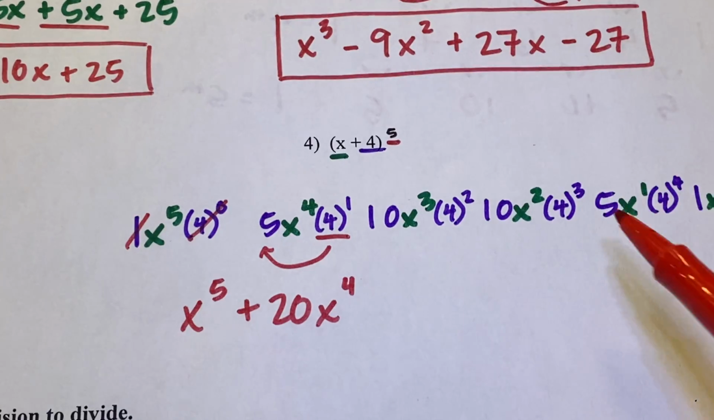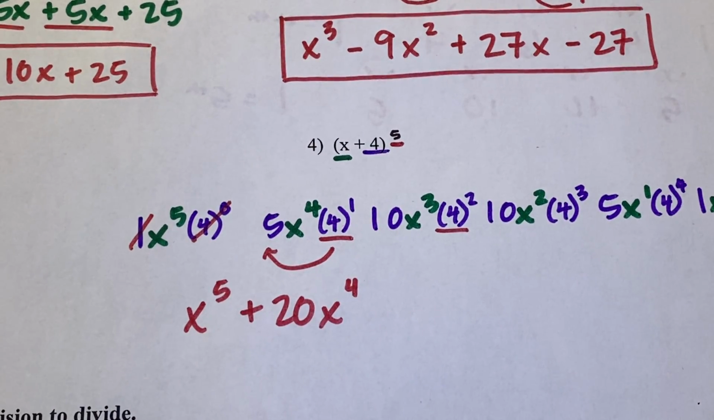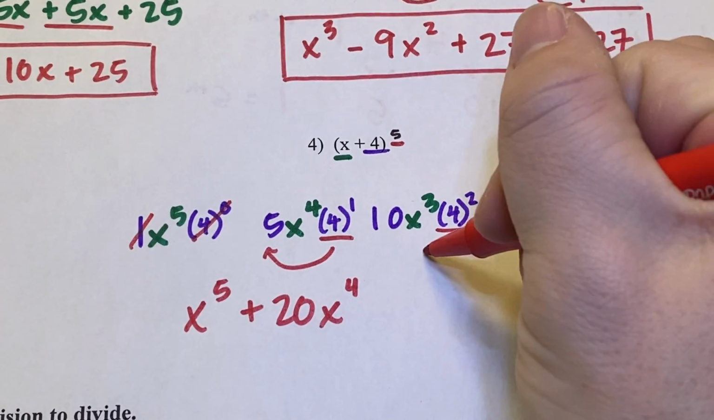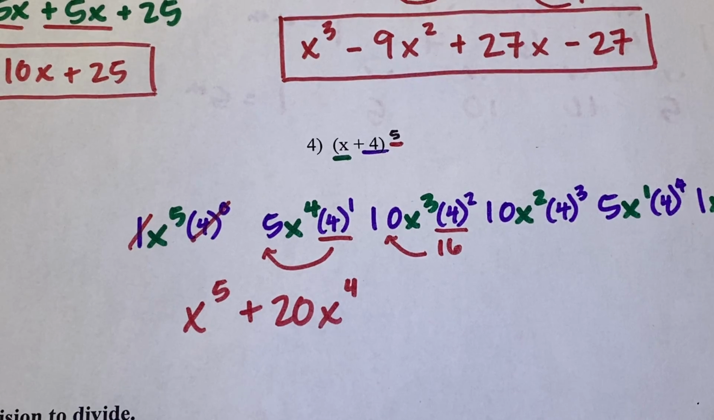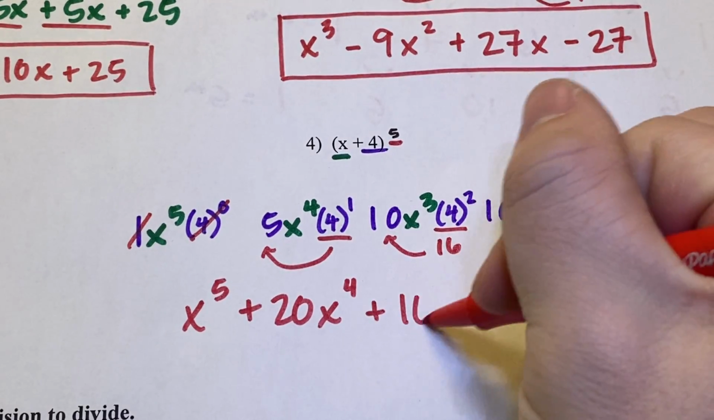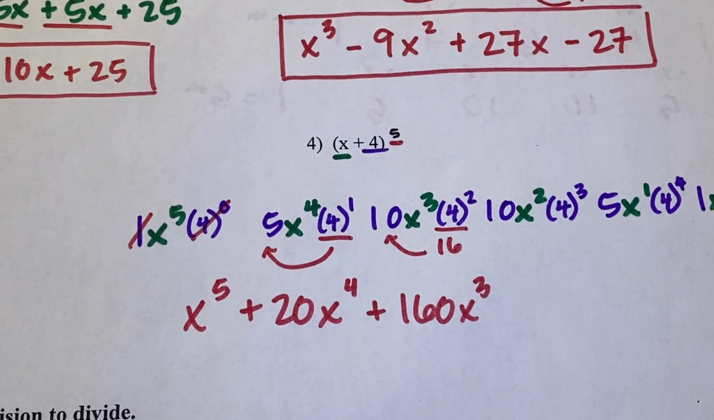Okay, my next term, what is 4 squared? 4 times 4? 16. Okay, what's 16 times 10? 160. Thank you. 160x cubed is my next term.